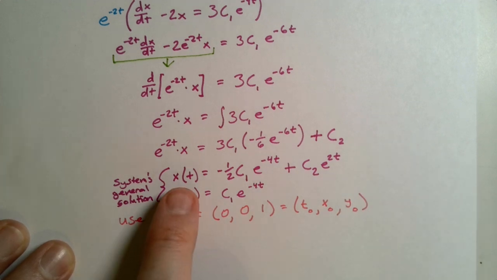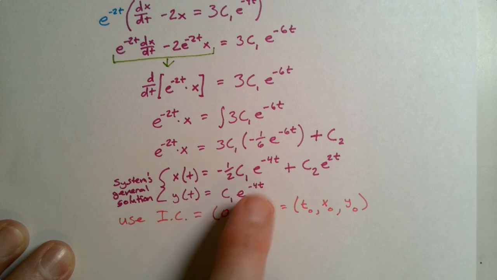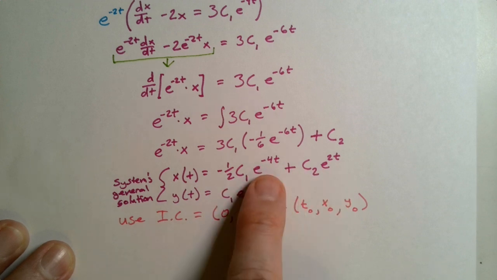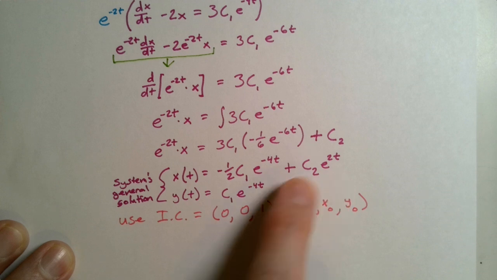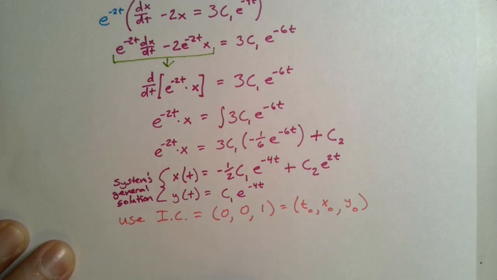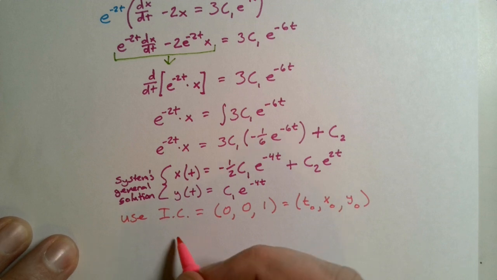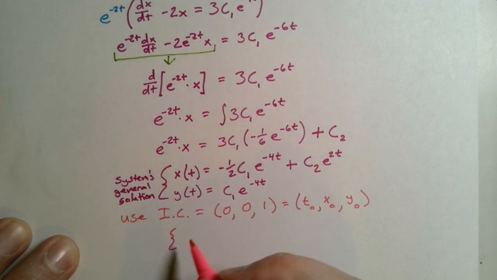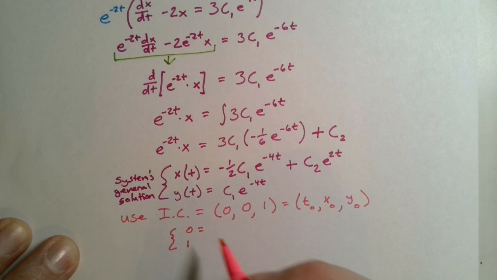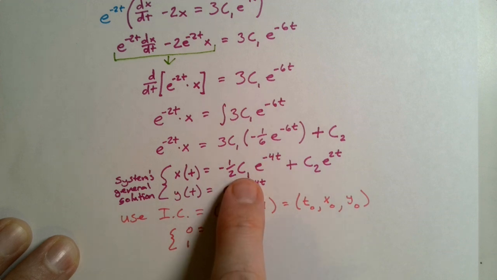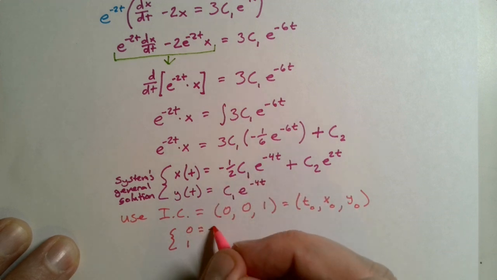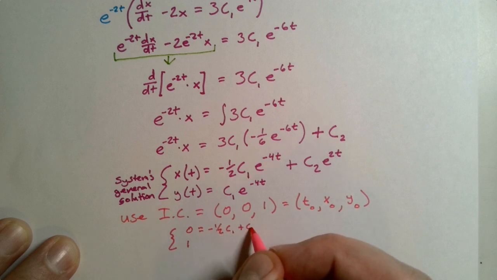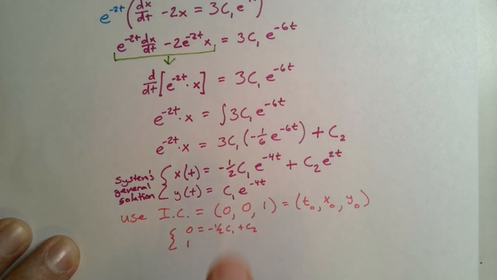The good news is that we can grab this and plug in 0 for t, and in both cases e^0 is just 1. Same thing down here. So we really have a set of equations: x of t would be equal to 0, y of t would be equal to 1. Then the right-hand side for this one would be -1/2 c1 plus c2. And the right-hand side for this equation is just c1.